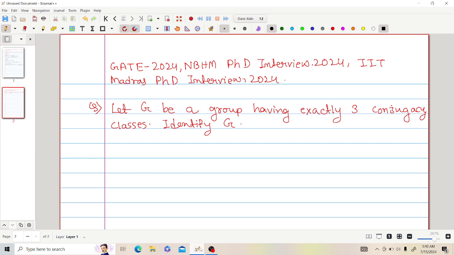Today we will solve a problem from abstract algebra. This is a problem from group theory, and it was asked in GATE 2024. It is also very important for PhD interviews. This question was asked in the NBHM PhD interview 2024 and also in the IIT Madras PhD interview 2024, and in the next sessions of PhD interviews in various institutes this problem may be asked. If someone gives an interview in abstract algebra, they may face this question. So let's solve this problem.